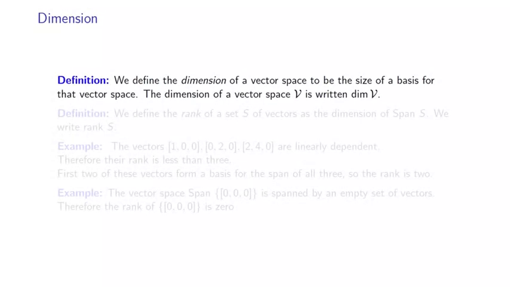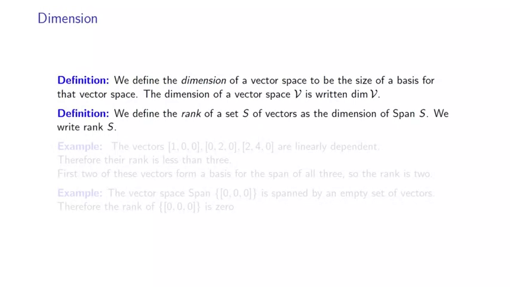Now, we come to one of the most critical definitions in the course, dimension. The dimension of a vector space is the size of a basis for it, and it's written dim V. And we define the rank of a set of vectors to just be the dimension of the span of those vectors. And we write it as rank S.